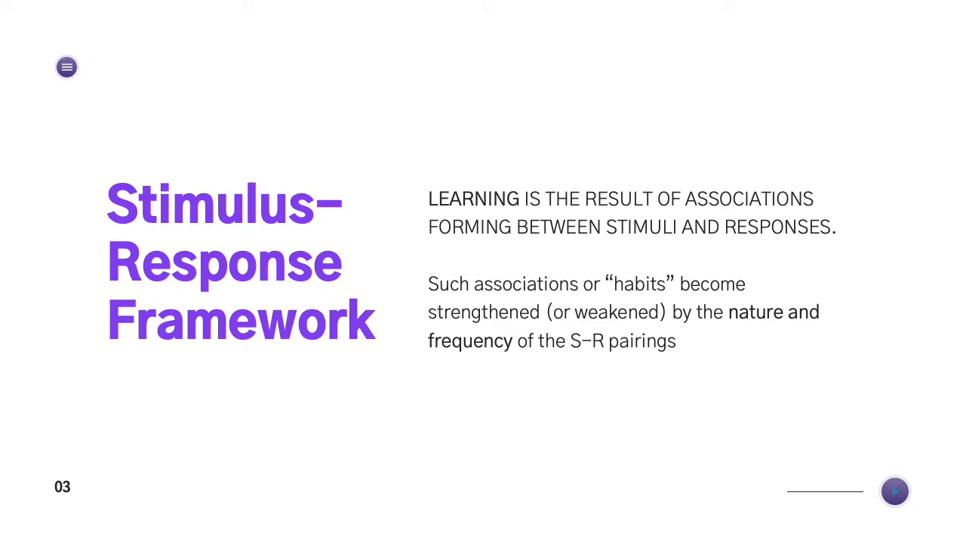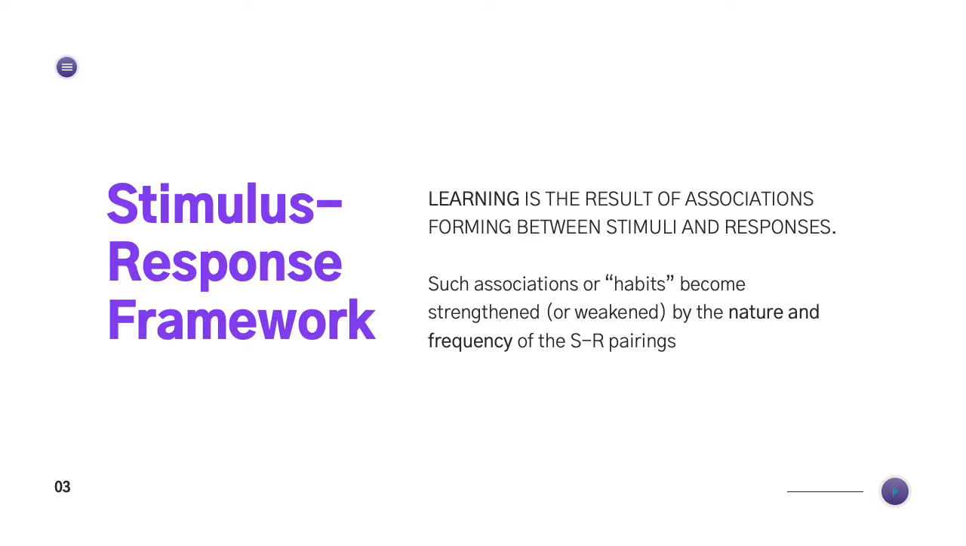Thorndike's stimulus response framework states that learning is the result of associations forming between stimuli and responses. For example, when a mosquito lands on your skin and bites, it produces a stimulus. One's response would be to slap it with a hand because you've learned from past experiences that a bite will cause itchiness and urticaria. Such associations or habits become strengthened or weakened by the nature and frequency of the SR pairings.